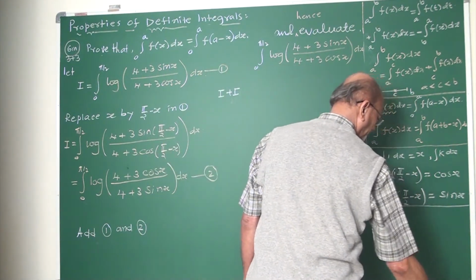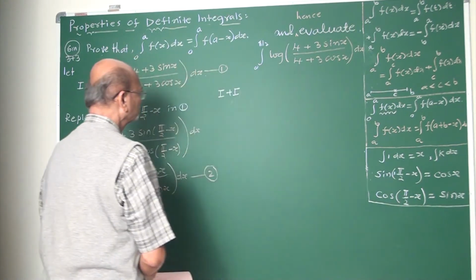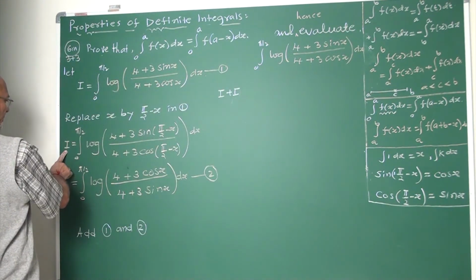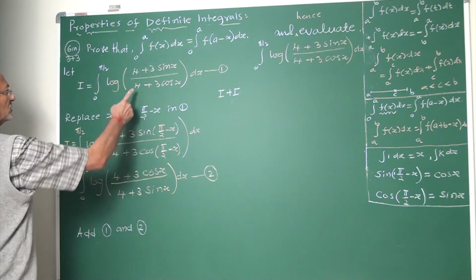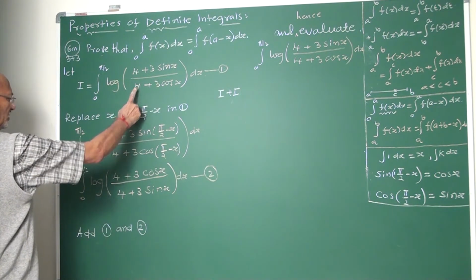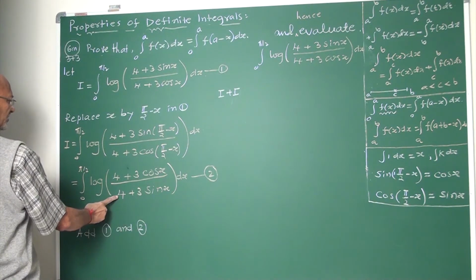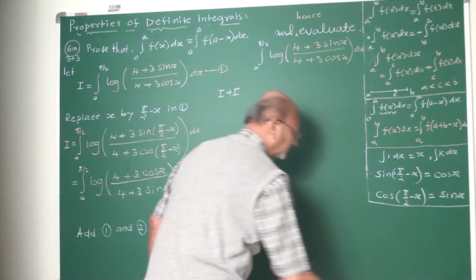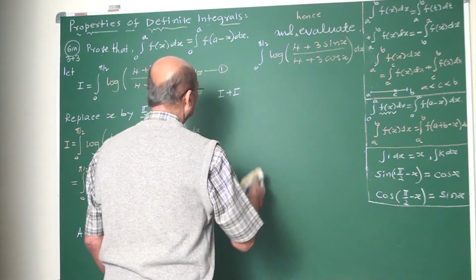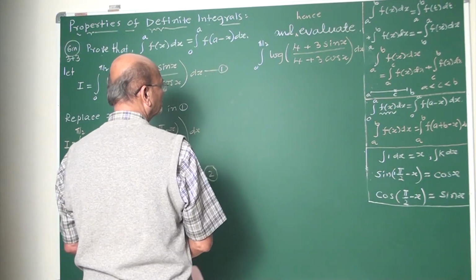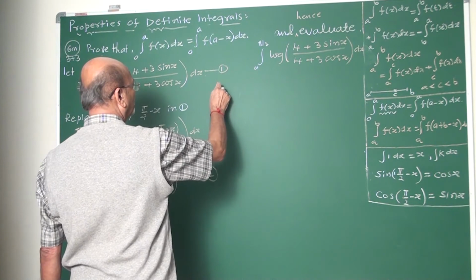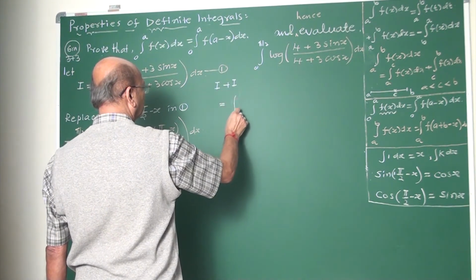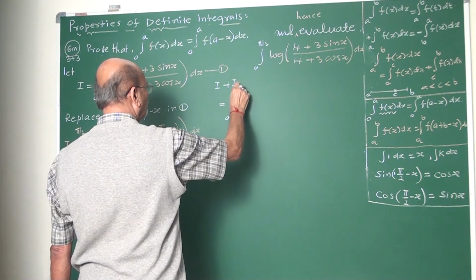Add 1 and 2. Yes, my friends. Adding 1 and 2, on the LHS, I plus I equals the integrand of the first plus the integrand of the second. Yes, my friends, this is I plus I equal to the integral from 0 to pi by 2.